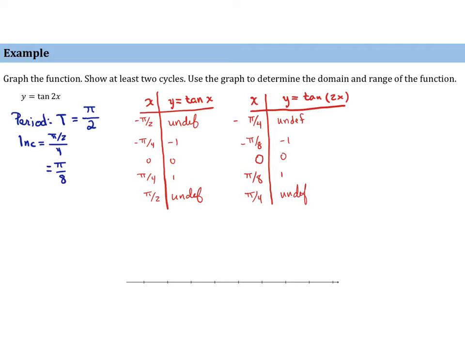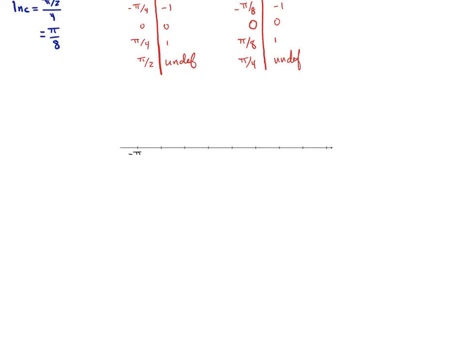So now let's look at our x-axis and tick off the x-axis using our values from the table. So negative pi over 4, negative pi over 8, and then we can count using our increment. So that was negative pi over 8, 0 pi over 8, 1 pi over 8, 2 pi over 8, 3 pi over 8, 4 pi over 8, 5 pi over 8, and 6 pi over 8.